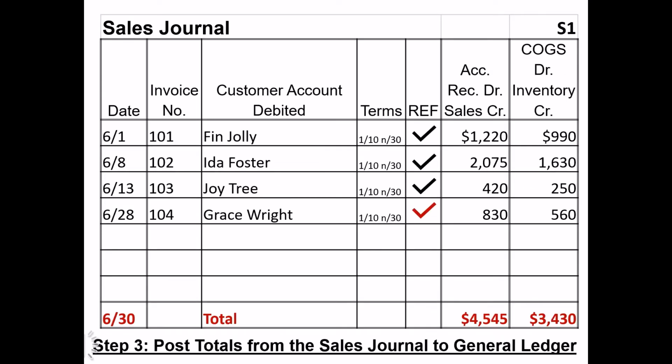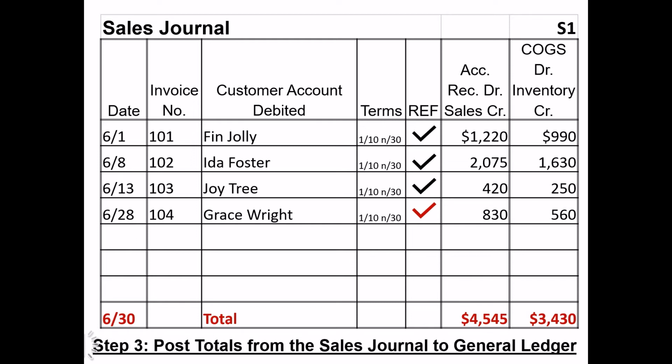Here's where we get our reward for doing our sales journal. We don't have to do any journal entries at all. We just need to total each one of the columns, and the header on the column tells us exactly which accounts to post these amounts to in our general ledger. The $4,545 will be posted as a debit to accounts receivable and a credit to sales.